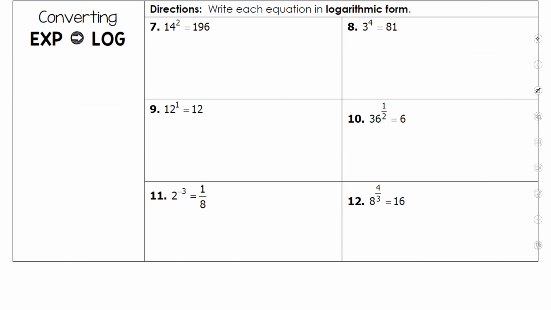Okay, now let's go the other way. We're going to go from an exponent to a log. So my base is 14. The exponent was 2, and the answer was 196. Here, my base is 3, the exponent was 4, and the answer was 81.